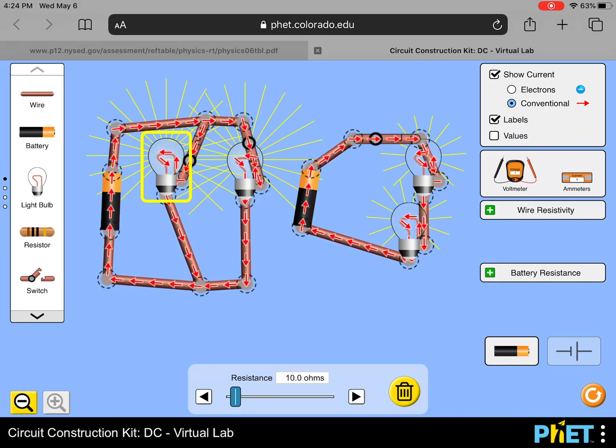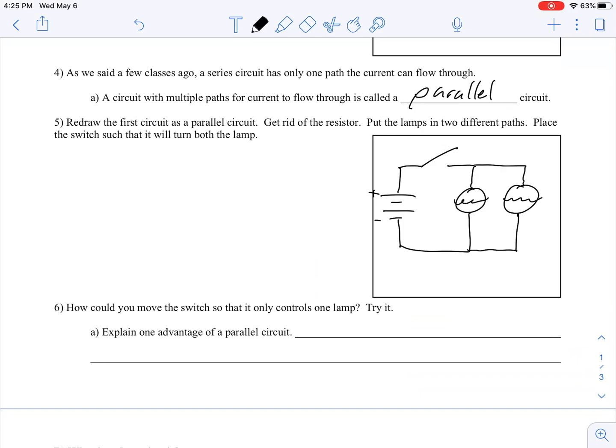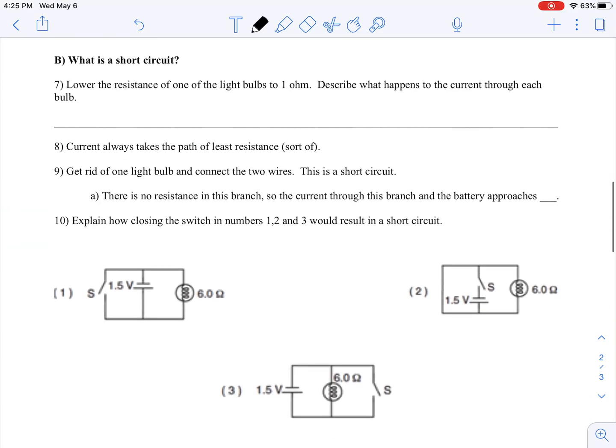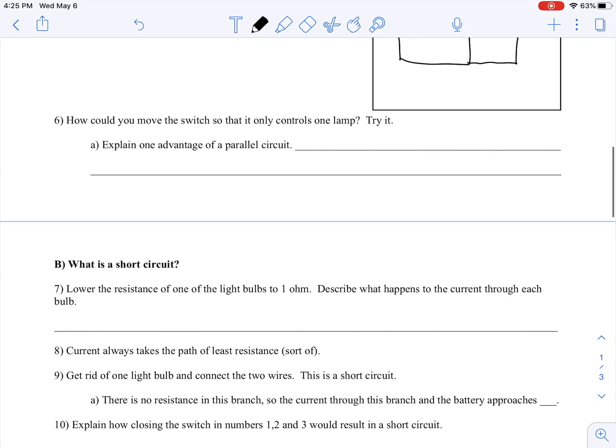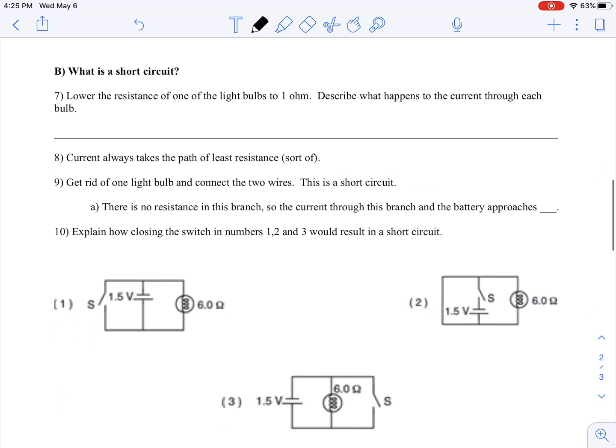All you have to know right now, though, is that in a series circuit, there is one path for current, so that switch turns off everything. In a parallel circuit, there are multiple paths for current. So that switch, depending on where you put it, could turn off both lights, or it could turn off one light. Again, advantages and disadvantages to both. We'll get into those more later. All right, so that, number 6A, you can put in your own words.